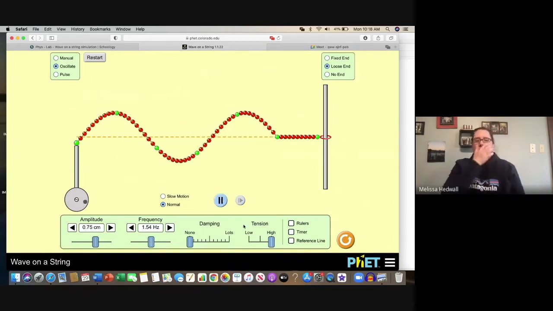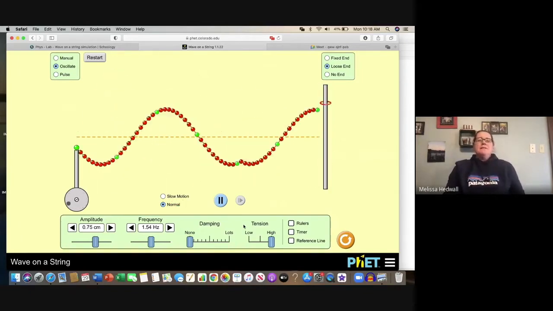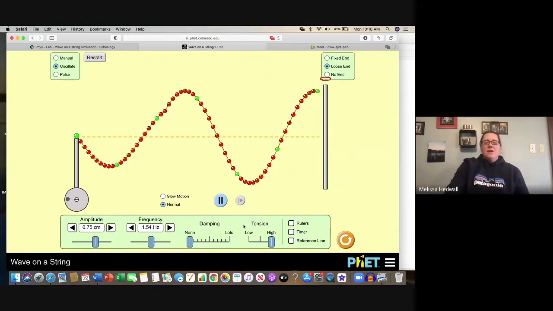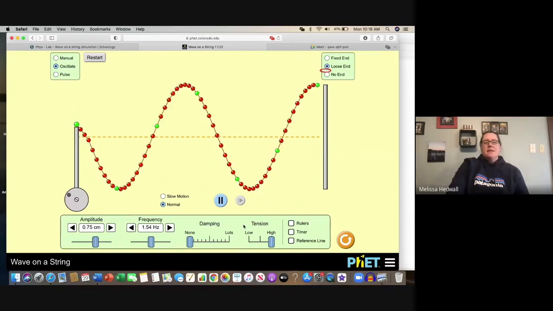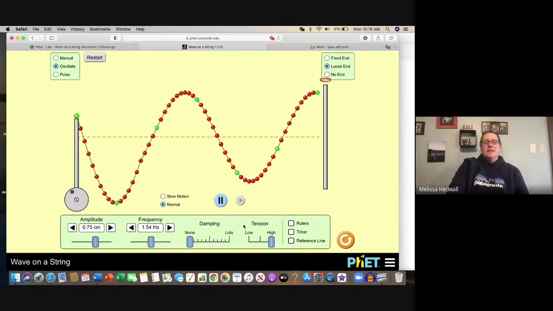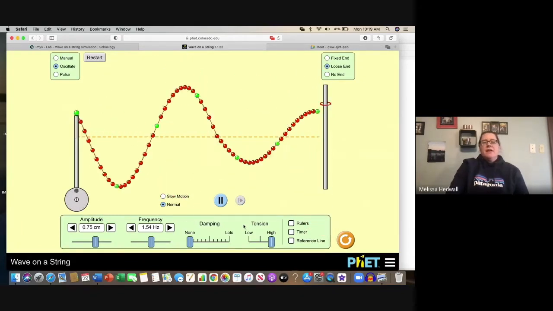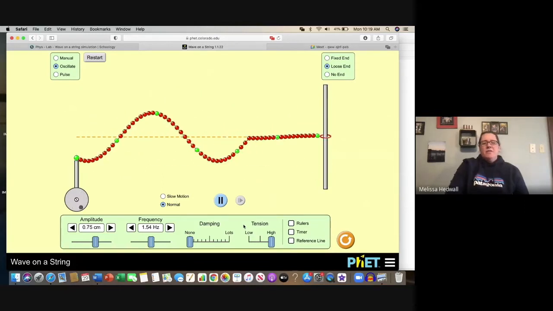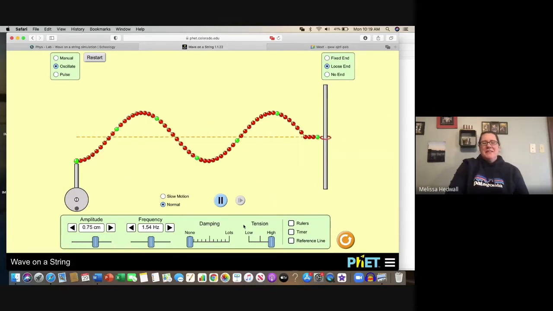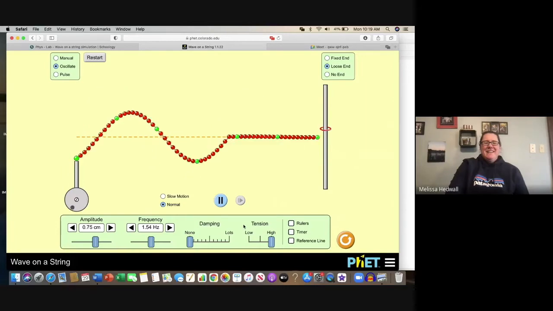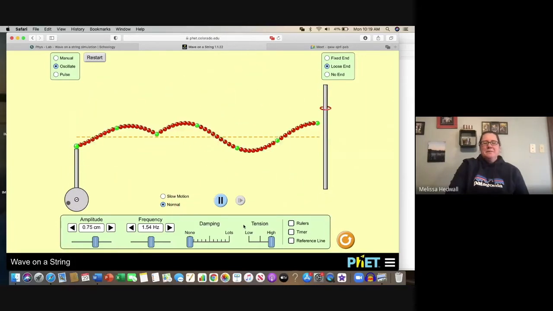There we go. So we're going to oscillate here and watch what happens as the waves go. They're getting bigger. They're oscillating back on each other. This is a standing wave. And then they become out of phase and they cancel out for a moment. And then they keep going and they'll get bigger.